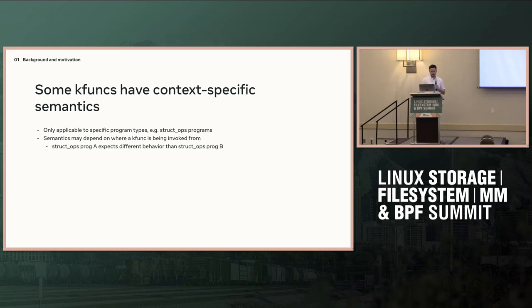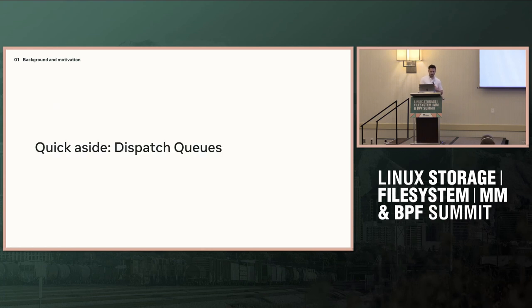So for example, maybe the API is the same, but if you call it from struct ops program A, then the implementation has to be different than struct ops program B. To show you what I mean, I'm going to do a quick aside and talk about a SCEDX concept called dispatch queues.